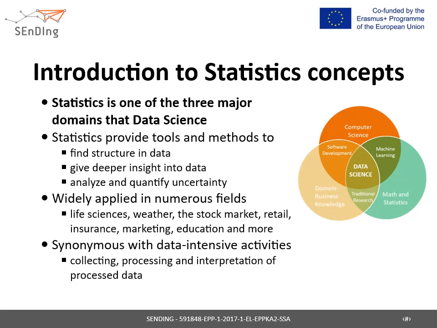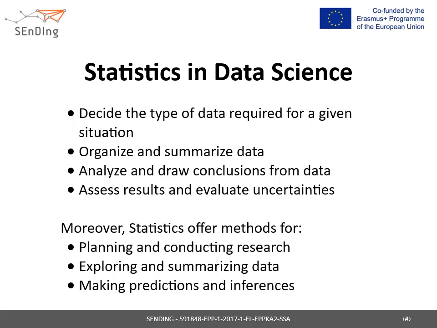Statistics helps to obtain information from numerical and categorical data such as blood group, marital status and more. When it comes to data-related tasks, statistics can play a significant role because it helps to decide the type of data required for a given situation, to organize and summarize data, to analyze and draw conclusions from data, and to assess results and evaluate uncertainties. Moreover, statistics offer us methods for planning and conducting research, exploring and summarizing data, and making predictions and inferences using the phenomena represented by data.